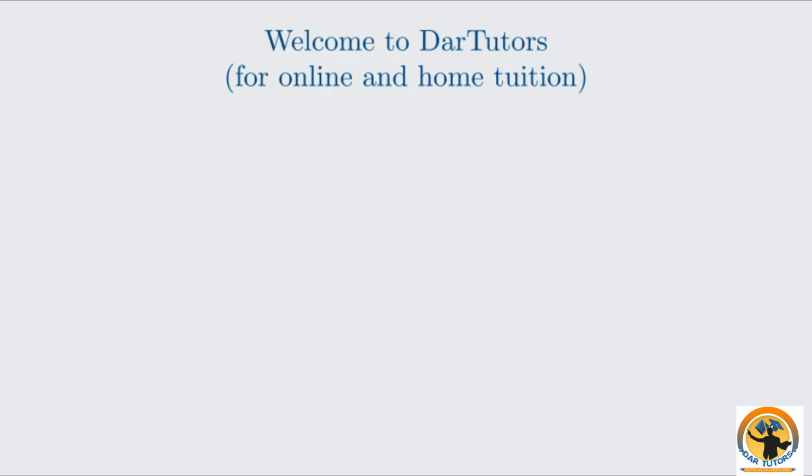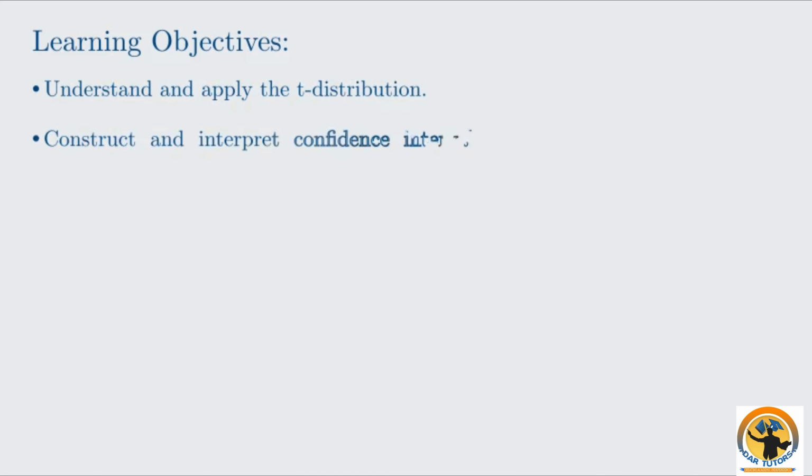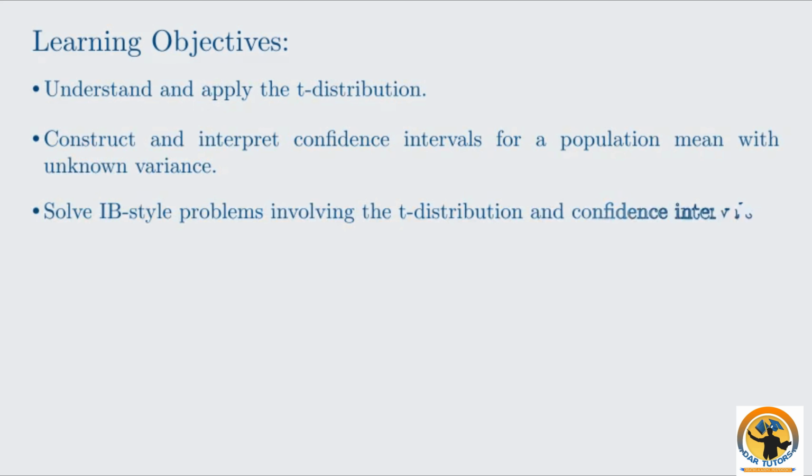In this video, we will explore a critical topic in IB applications and interpretation higher-level mathematics, confidence intervals for a population mean with unknown variance. By the end of this session, you will be able to understand and apply the t-distribution, construct and interpret confidence intervals for a population mean with unknown variance, and solve IB-style problems involving the t-distribution and confidence intervals.